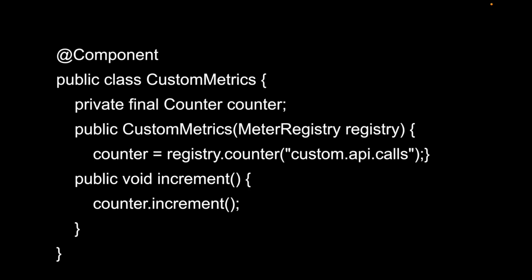The name of our metric is custom.api.calls. When this application runs, Spring Boot will expose this metric automatically through the Actuator endpoint. The increment method here increases the counter value by 1. So every time this method executes, our metric count increases. If this method runs 10 times, the metric value becomes 10. If it runs 100 times, the metric value becomes 100.